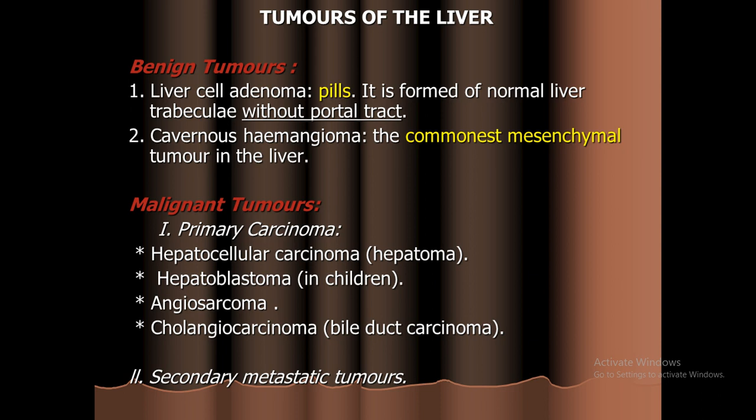Now, what are the malignant tumors of the liver? Before we start with the malignant tumors of the liver, you have to remember that the liver is a very common site for metastasis. Do you remember in general pathology? LLBB: liver, lung, bone, brain. So the most common malignant tumor in the liver is metastatic. Then we go to primary carcinoma of the liver. The most common one, and we have to study, is hepatocellular carcinoma.